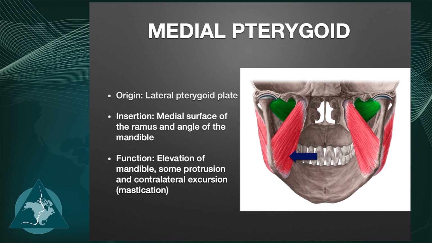The medial pterygoid. This muscle is also a closing muscle. And you know that because the origin is over here in the medial portion of the lateral pterygoid plate, and it attaches on the ramus and angle of the mandible. So this is also a closing muscle.